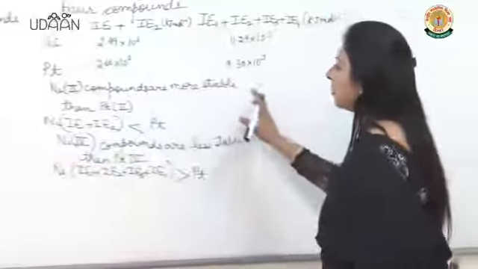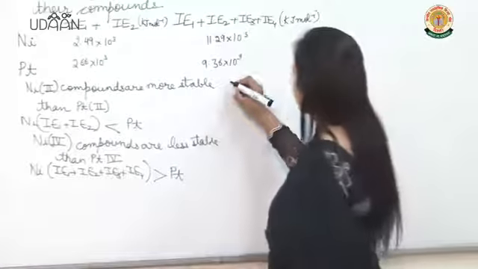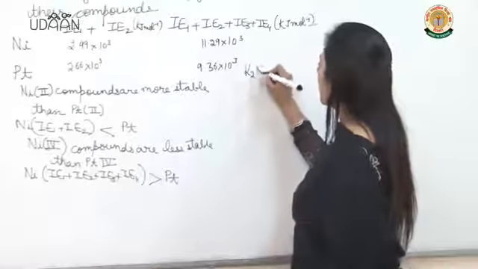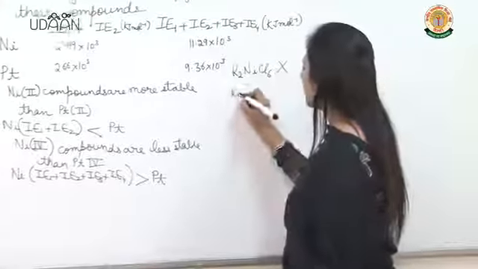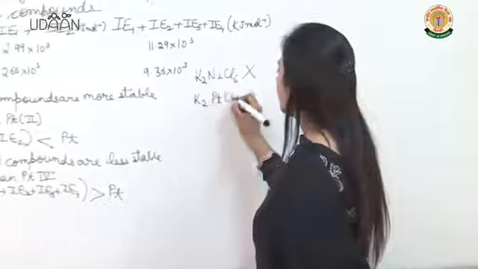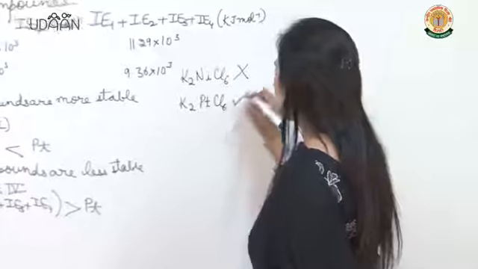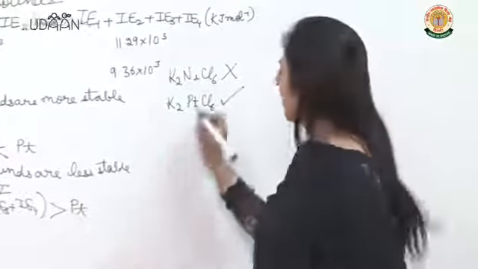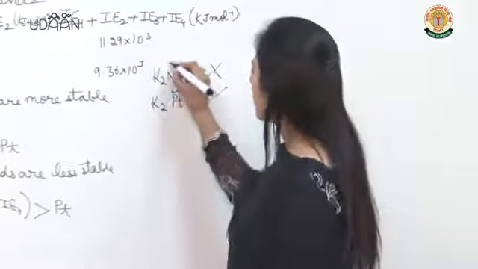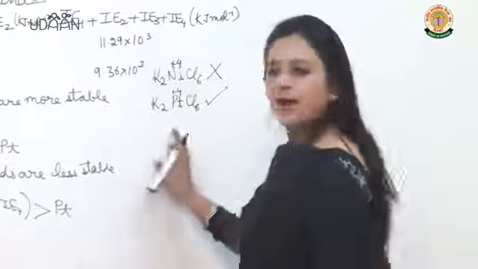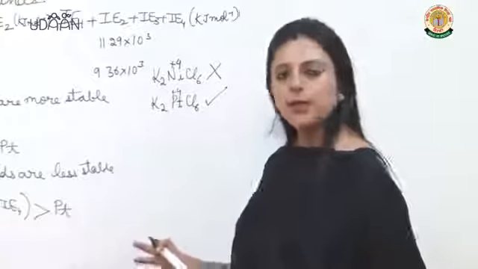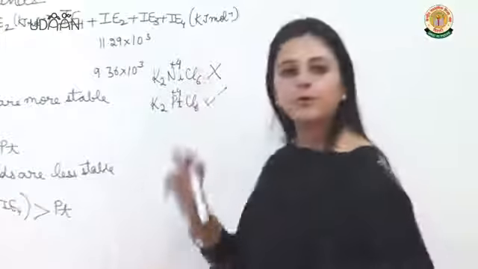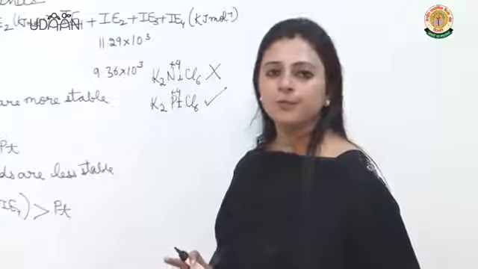Now, from here comes an important consequence, that is, K2NiCl6 does not exist, but K2PtCl6 exists. Why? Because here platinum is +4 and here nickel is +4, and the +4 oxidation state of platinum is more stable as compared to the +4 oxidation state of nickel.